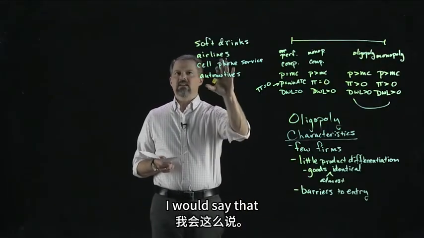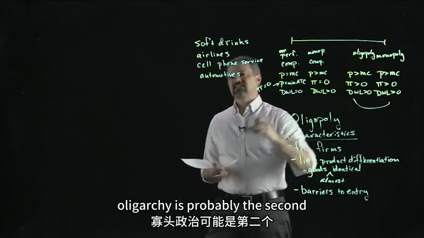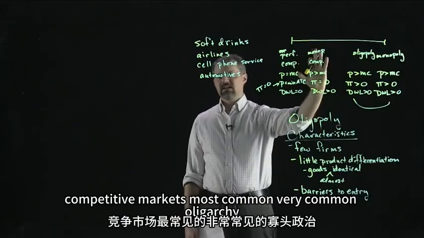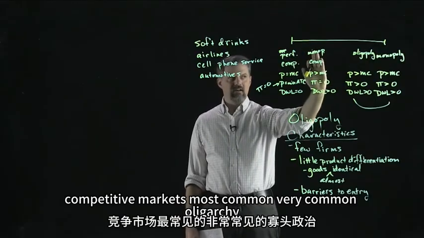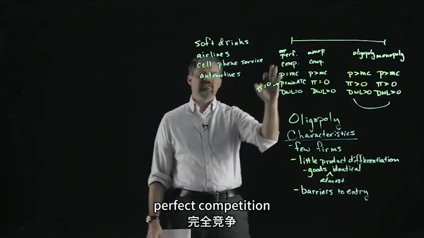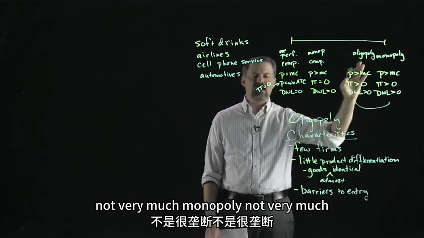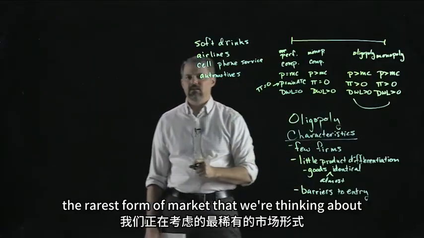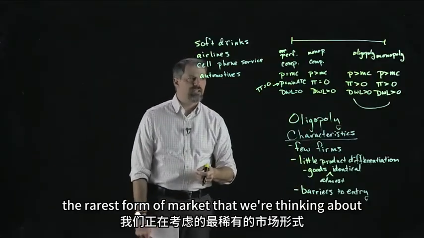I would say that oligopoly is probably the second most common type of market. Monopolistically competitive markets are the most common, very common. Oligopoly, there's a good amount of that. Perfect competition, not very much. Monopoly, not very much. I would say monopoly is probably the rarest form of market that we're thinking about.